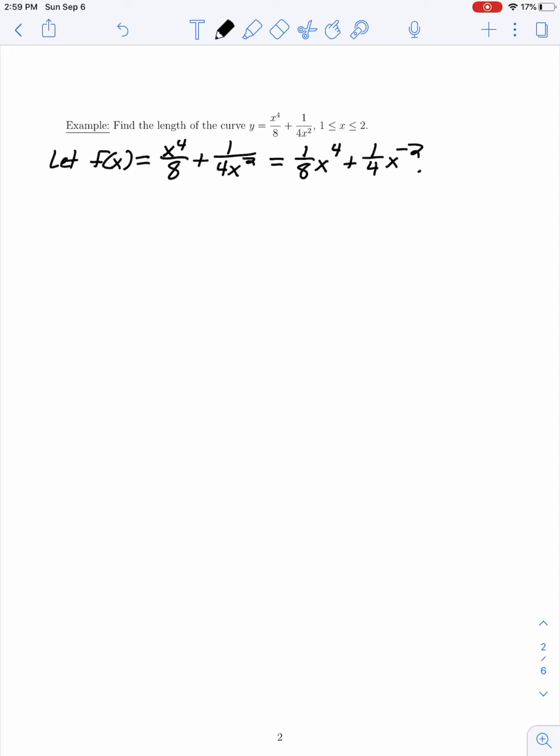Now, to apply our formula for the arc length of a curve, we need to find the derivative of this function. So here, f prime of x will be 4 over 8, or 1/2 x cubed, minus 2 over 4, or 1/2 x to the negative 3rd. Or if we rewrite this a little bit, we've got a 1/2 x cubed minus 1 over 2x cubed.